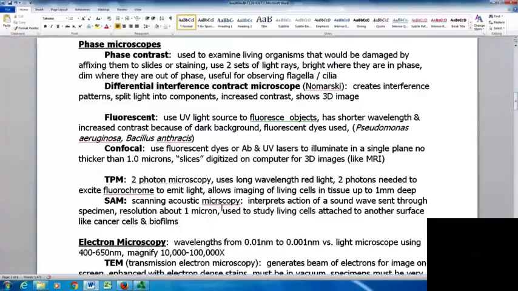The scanning acoustic microscope. This interprets the action of sound waves sent through a specimen. The resolution of this is about 1 micron. This can be used to study living cells attached to another surface like cancer cells or biofilms.